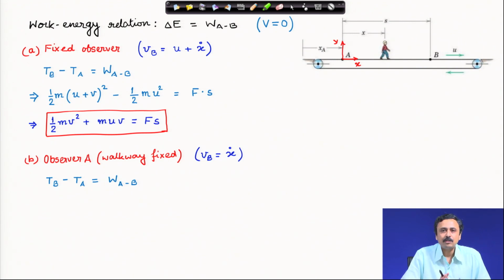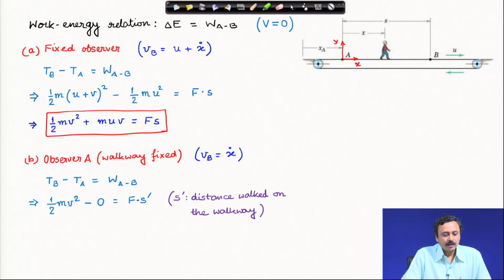Observer A is sitting on the walkway and writing down this work energy relation. What does this observer observe? The velocity at B, when the boy has reached this destination B, is v, the relative velocity. So the final kinetic energy is half m v square, minus the initial kinetic energy, which is 0, is equal to F times S prime. Now, what is this S prime?